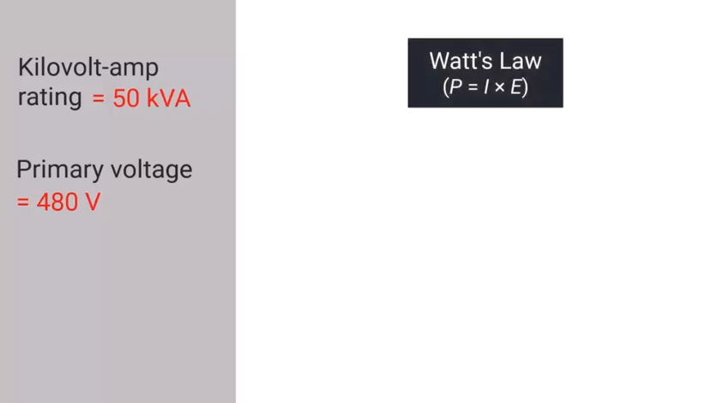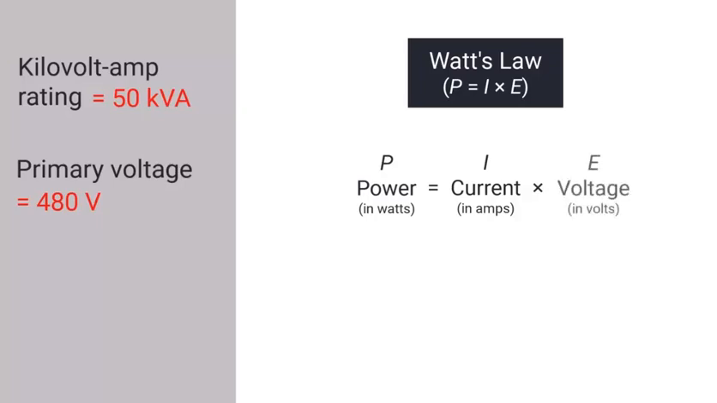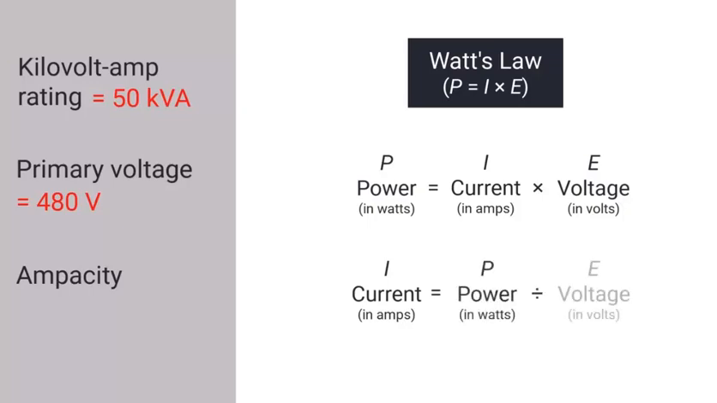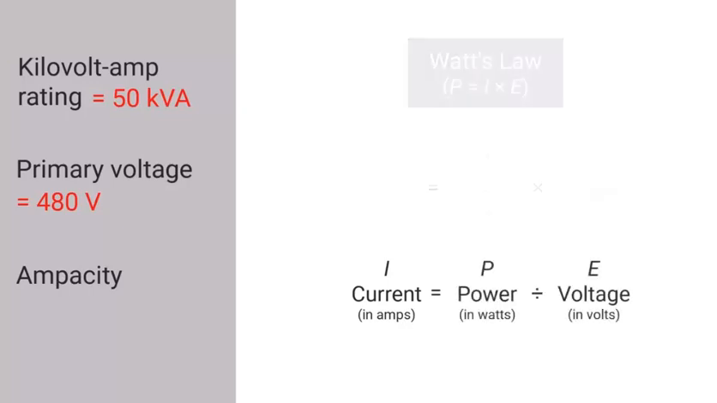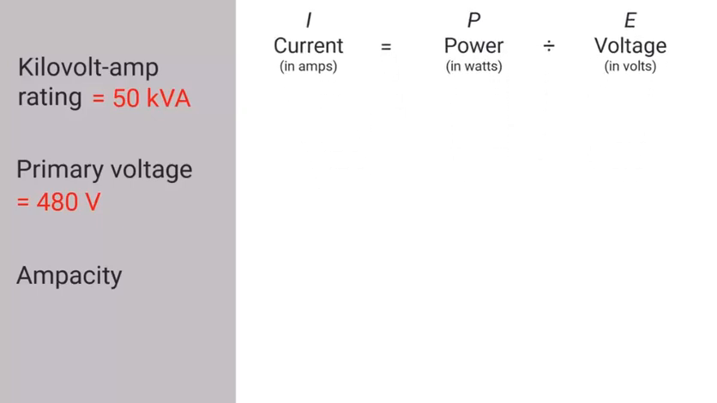Watt's law is expressed as P equals I times E. The power, or P, in watts is equal to the current, or I, in amps, multiplied by the voltage, or E, represented in volts. To solve for the ampacity, we express the equation as current, I, equals power, P, divided by voltage, E. Now let's plug in the values from our nameplate.